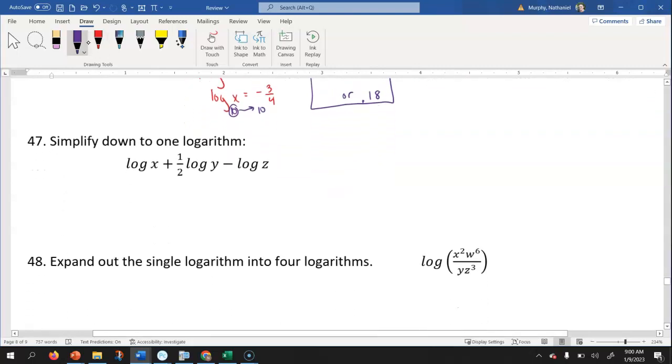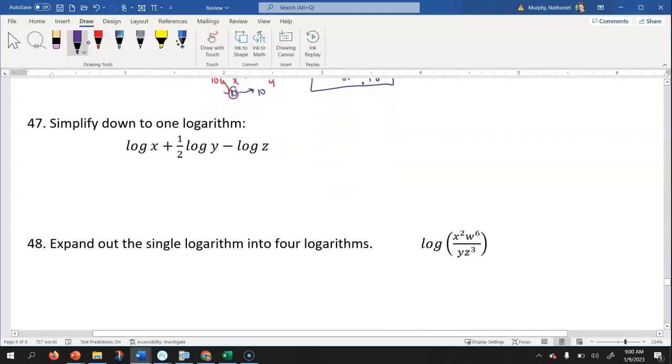All right, for number 47, it says simplify down to one logarithm. So remember the different properties of logarithms. Remember, any time that we have a value in front of our logarithm, we can move that as an exponent. So that would be the same as log of y to the 1/2 power.